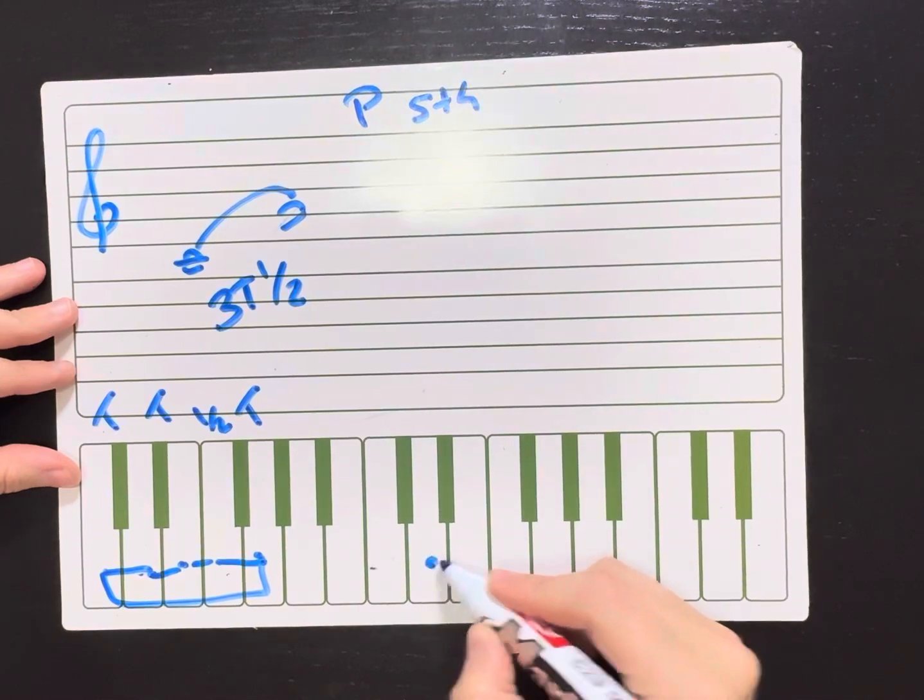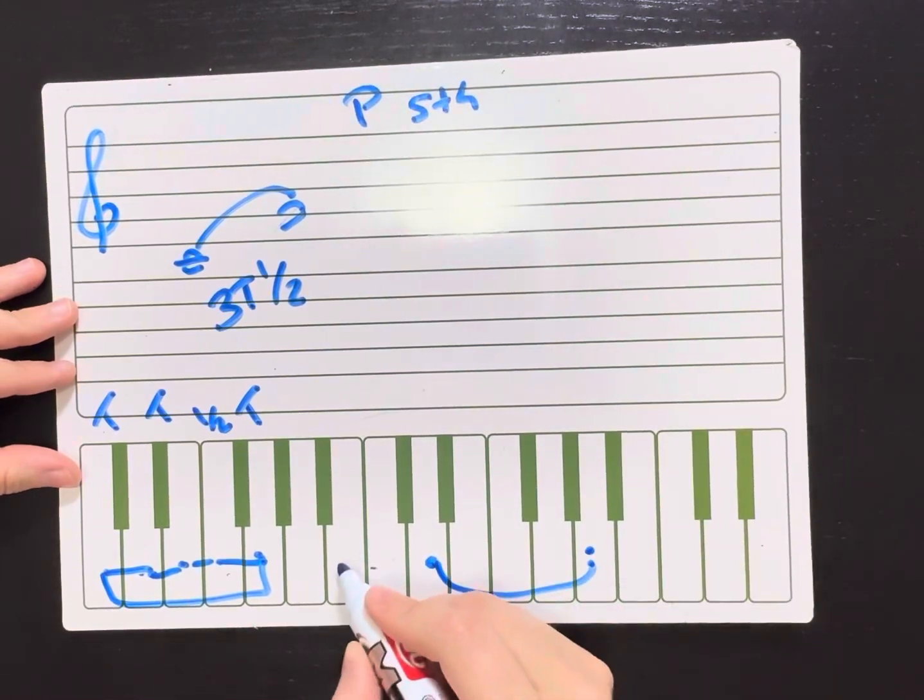D to A, perfect fifth. B to F sharp, another perfect fifth.